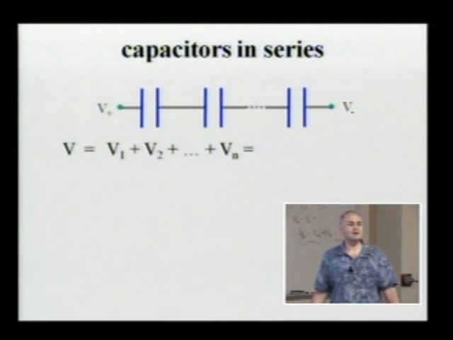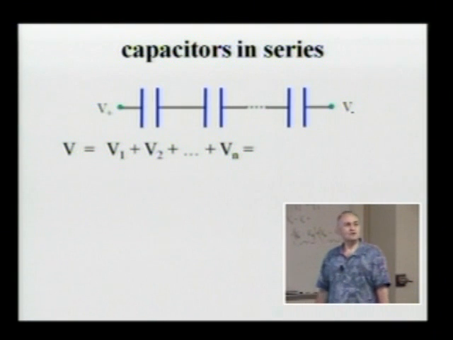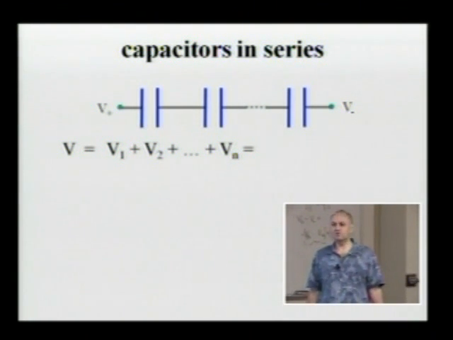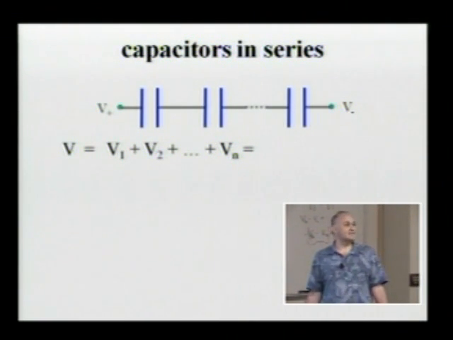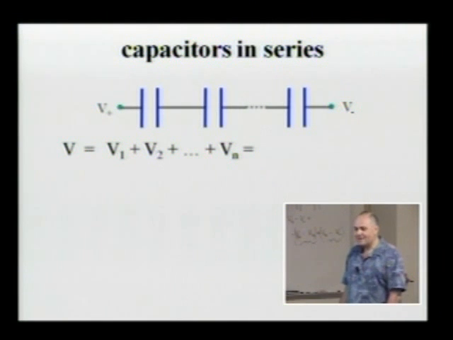How many vote for that? About 5. Who votes that the charge is going to be 5 microcoulombs? A comparable support. Who votes that it will be 0? Less support, but there is some support. The answer was 1.